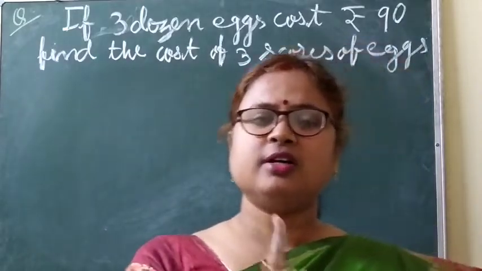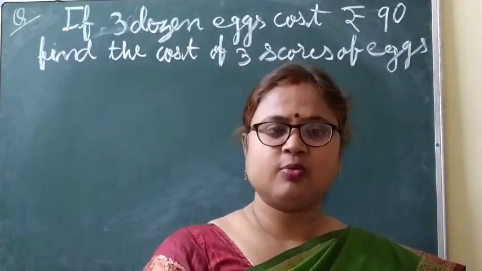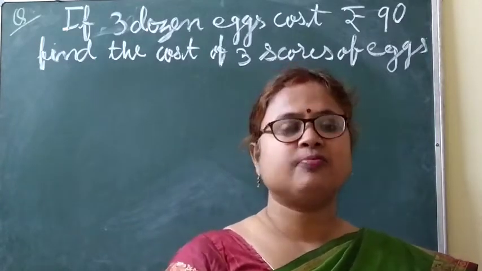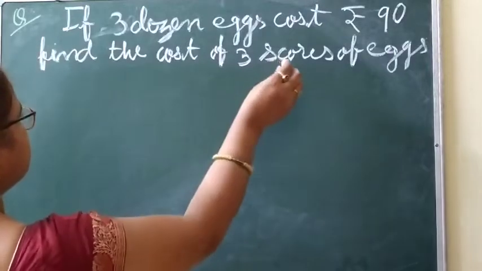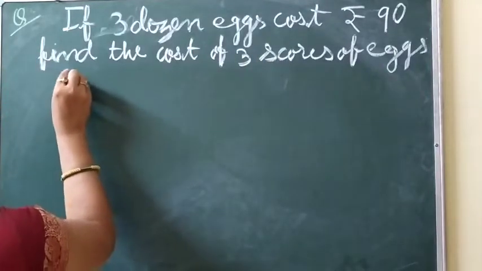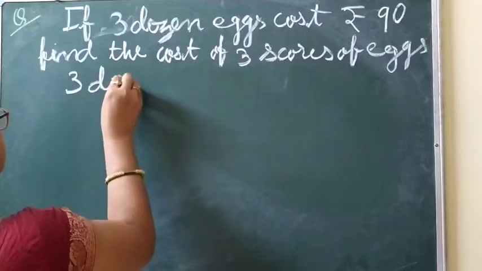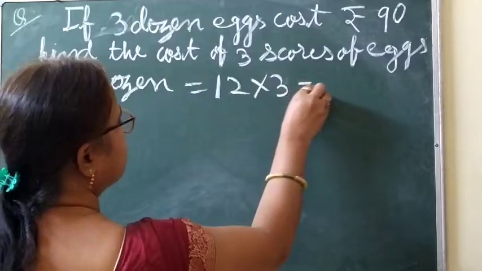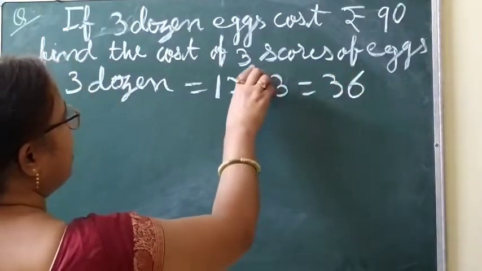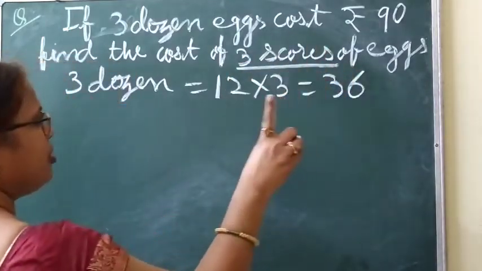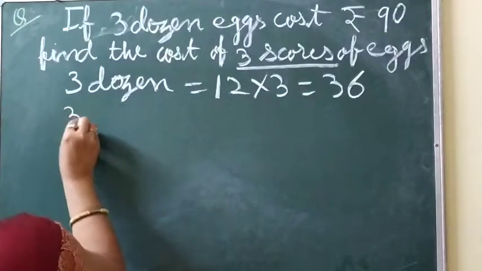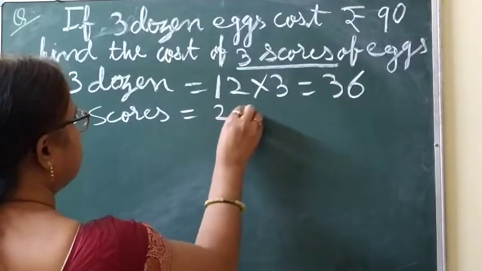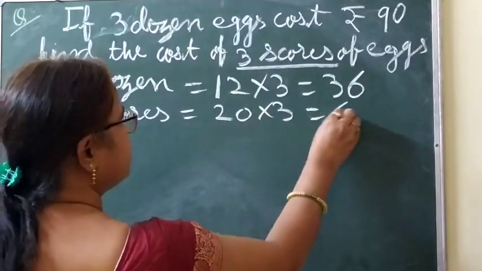Clear? So you know 1 dozen means what? 12. 1 dozen means 12 numbers. So 3 dozen means 12 into 3, that is 36. And 3 scores: 1 score is equal to 20, so 3 scores is equal to 20 into 3, that is 60.